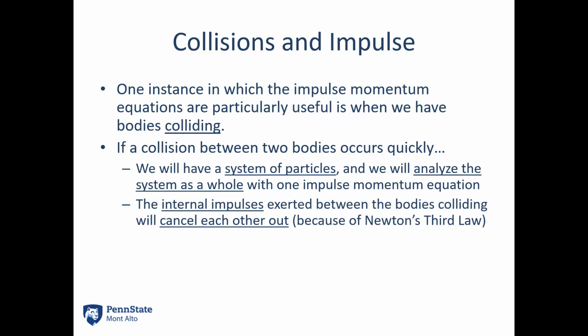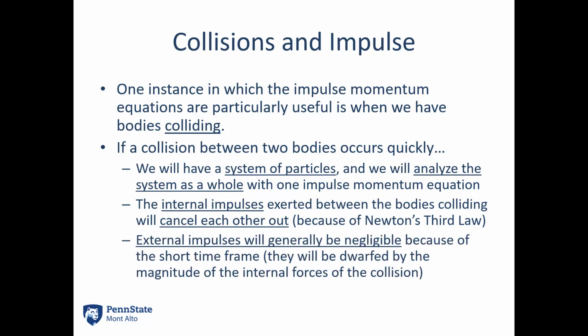So you're going to have one impulse in one direction, another impulse in the other direction, and they're always going to cancel each other out. That way we get to ignore the very large and very quick forces of the collision for our equations. External impulses are also generally going to be negligible because of the very short time frame. All these collisions happen within milliseconds for rigid bodies, so the forces are very large and they dwarf any external forces on the bodies except for those collision forces. So that's why we use impulse momentum equations for collisions here.